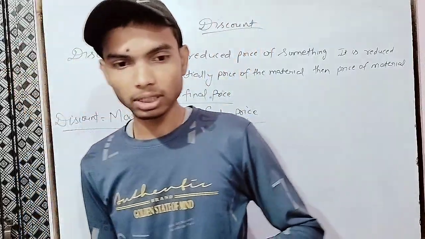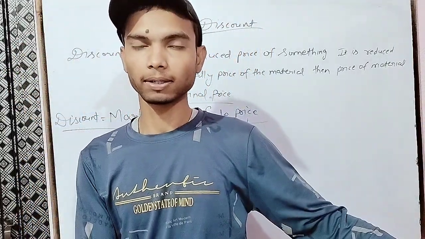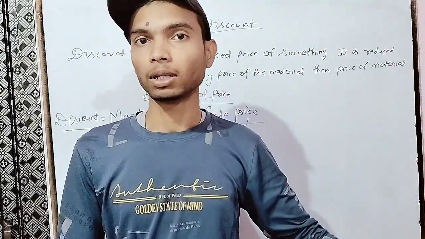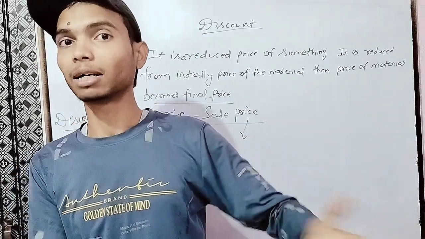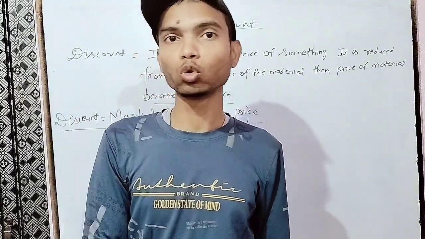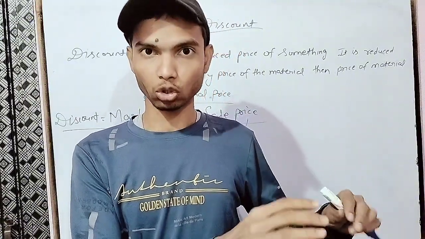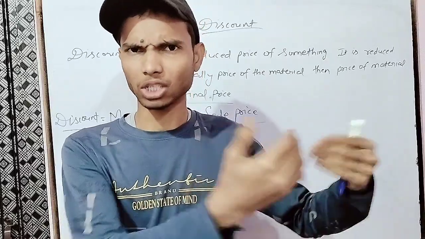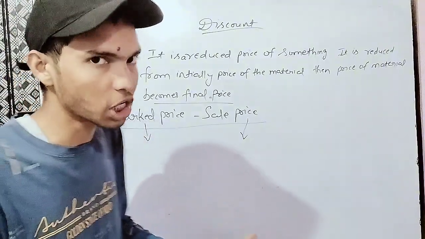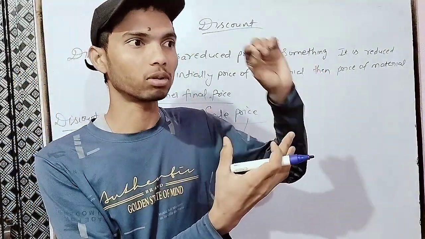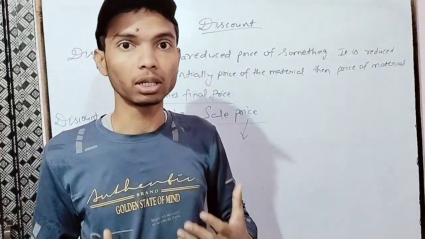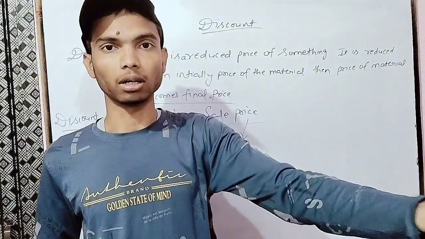And after applying discount on that material, that material will become the final sale price. So if someone wants to know what discount was included in that material, to find a discount, first of all we need to know the market price of that material. Then we will reduce from it whatever price we got the material at, in rupees.